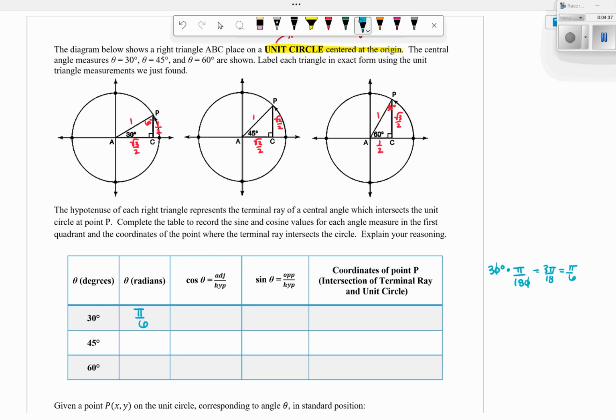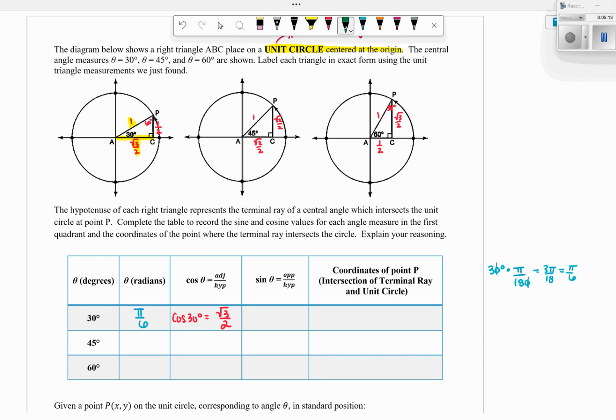So we want the cosine of the angle. Remember, for right triangle trig, the cosine is the adjacent over the hypotenuse. If I'm looking at my 30-degree triangle, which is the first one that we have, cosine is the adjacent side. The adjacent to 30 degrees would be root 3 over 2, and the hypotenuse is 1. So the cosine of 30 degrees would be equal to root 3 over 2 divided by 1, so root 3 over 2.